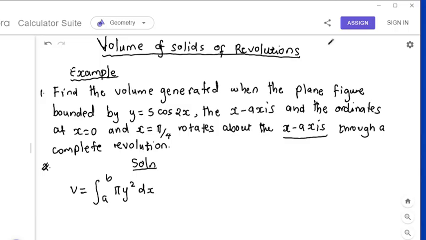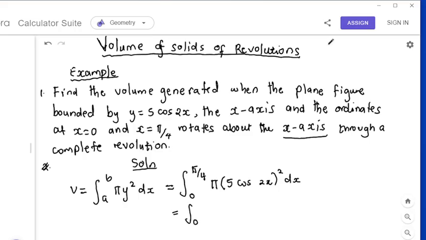dx, which will be equal to the integral from 0 to pi over 4. We're using x is 0 and x is pi over 4, pi into, we have our y is 5 cos 2x squared dx.